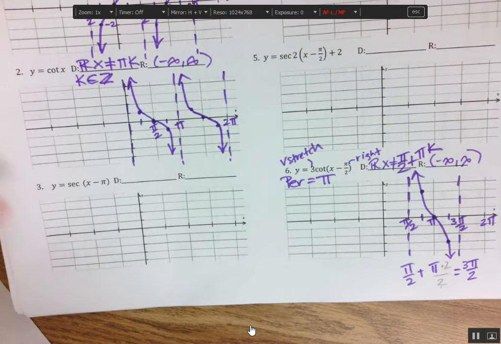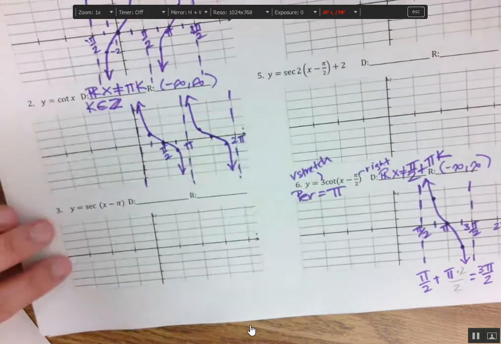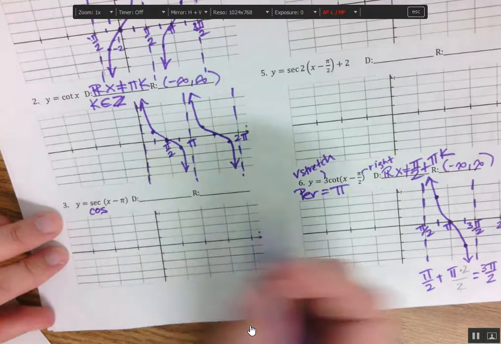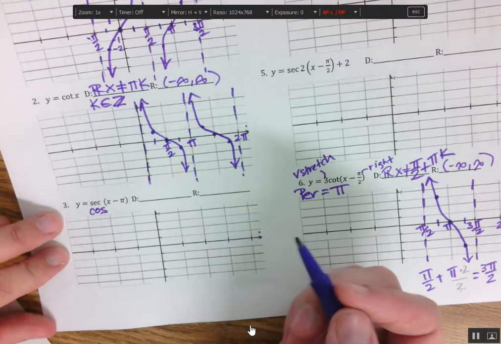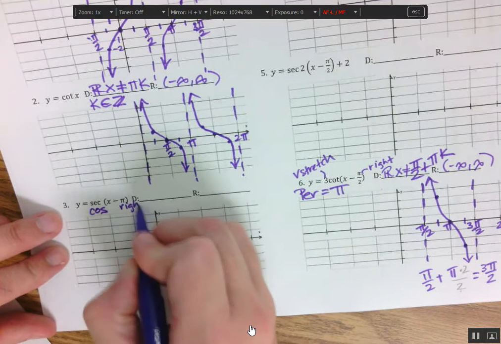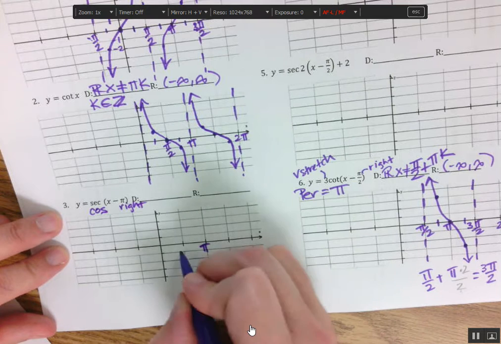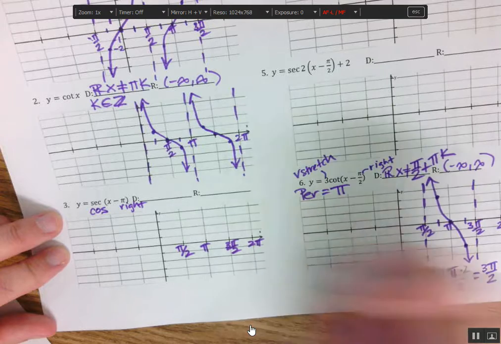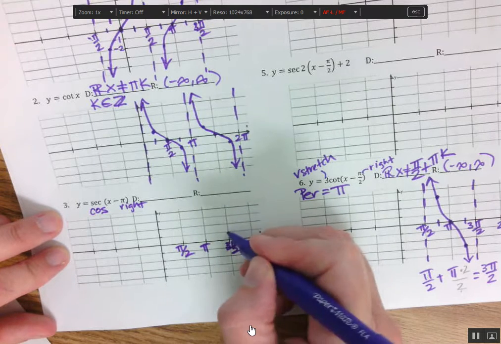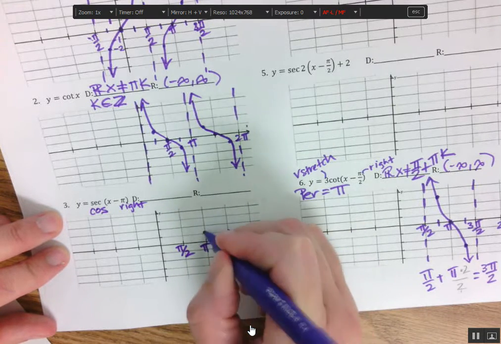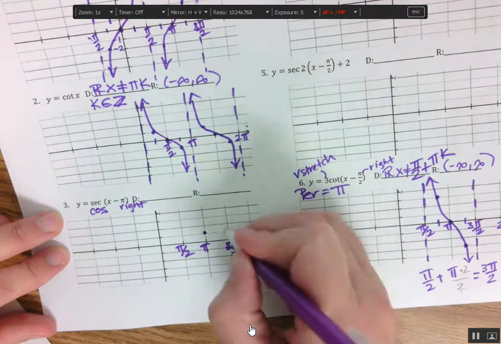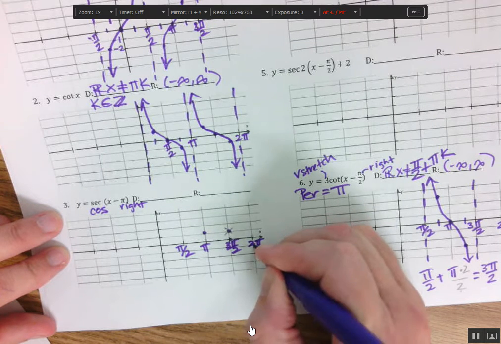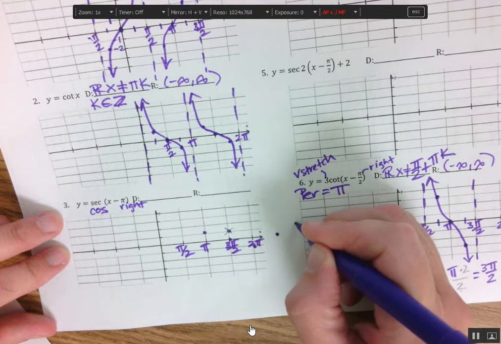Okay, let's go back and do the secant in number 3. What's the helper for secant? Cosine. So we know that this one minus pi goes which way? To the right. So we're going to start over here at pi. And we know cosine starts up. It's up here. So it starts up and then midline and then down. And then if I had more space, I would go midline and then I would go up again.